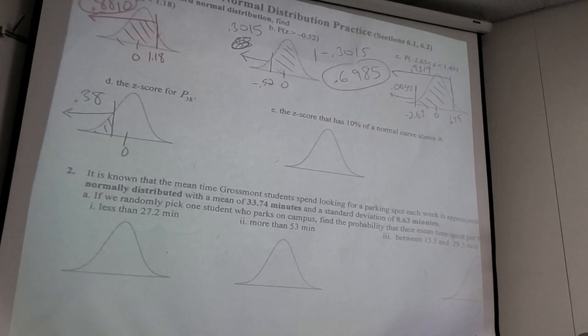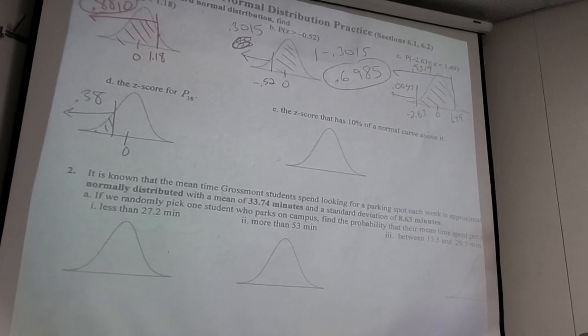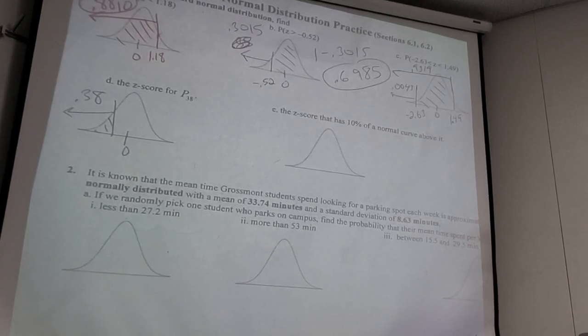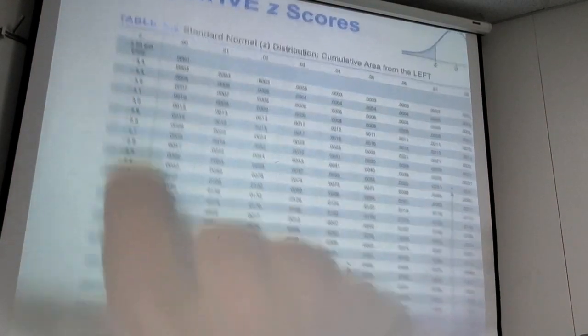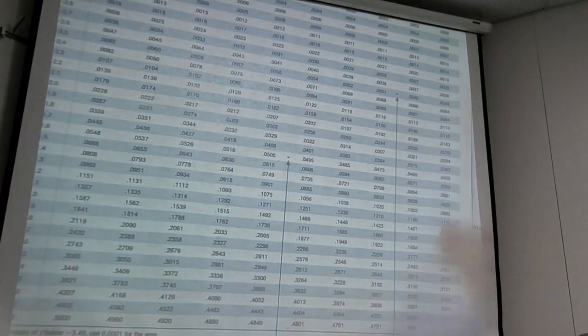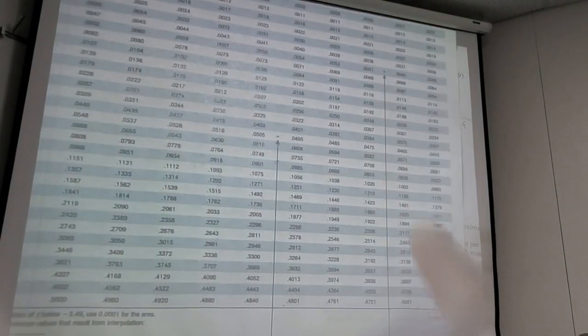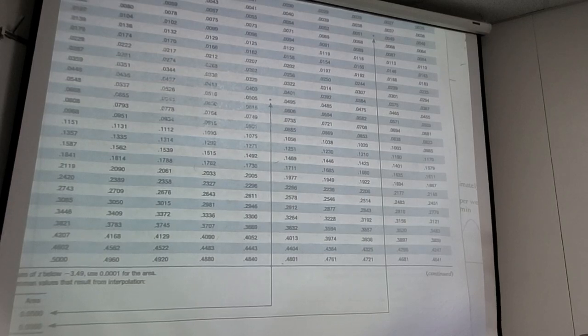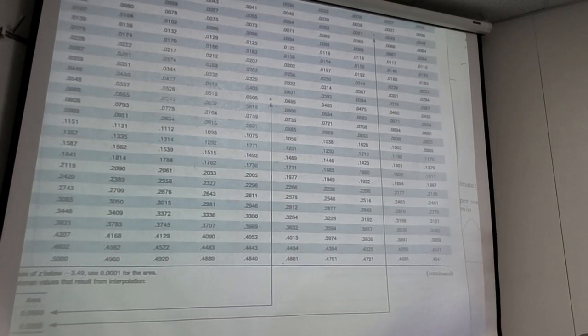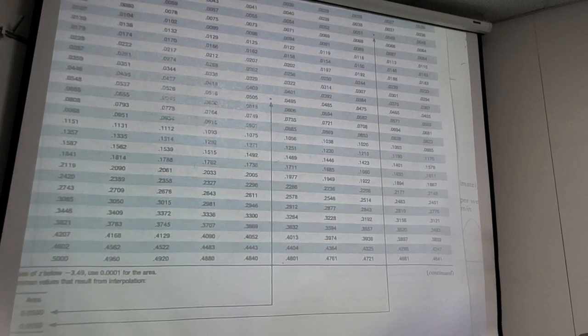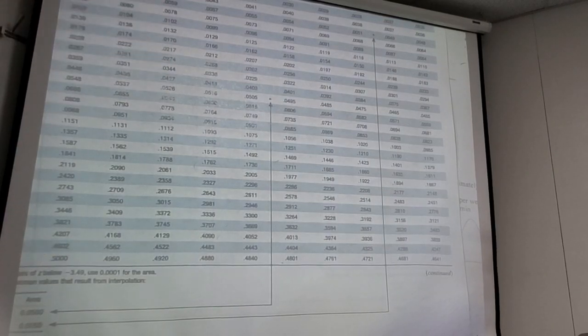Is this going to be a negative or a positive z-score answer? Negative, because it's below the mean. So negative z-scores. Don't look up 0.38. No. I want to find 0.38 in here, or the closest I can get. So don't say anything. I found it. Okay, hold on to it. I want everybody to have a chance to try to find it. Get as close as you can get to 0.3800.